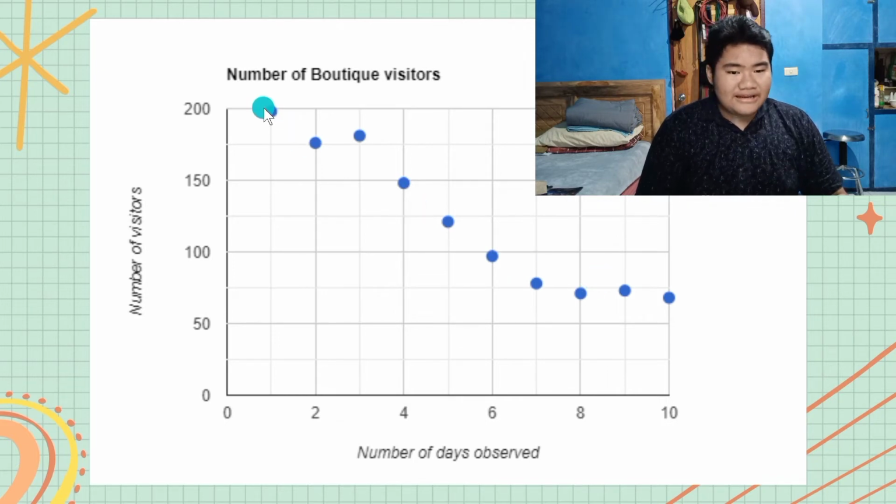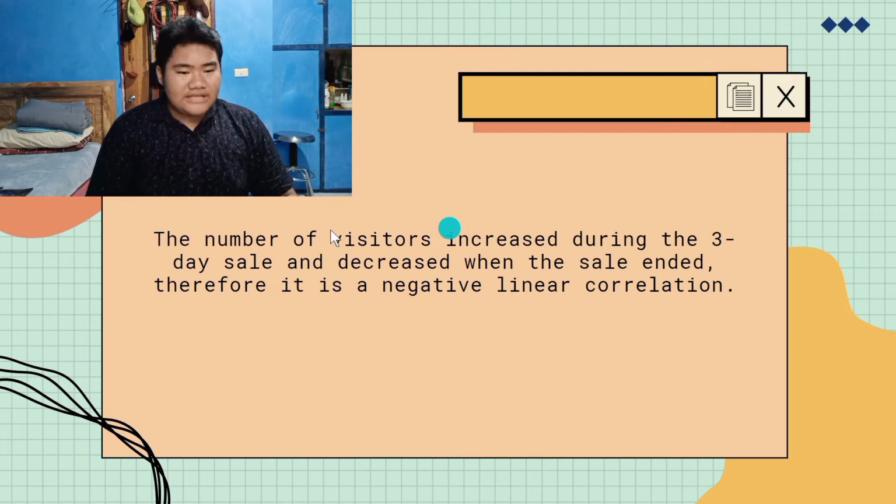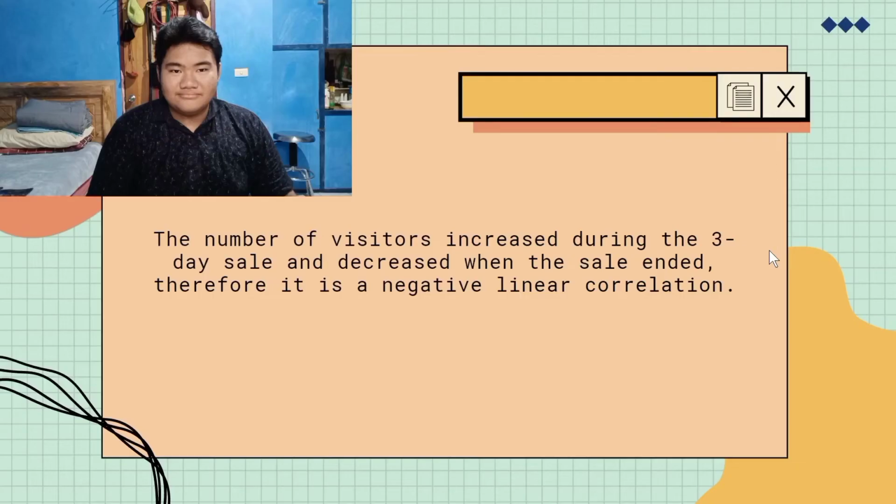As the days increased, the number of visitors decreased. So, in conclusion, the number of visitors increased during the 3-day sale and decreased when the sale ended. Therefore, it is a negative linear correlation.